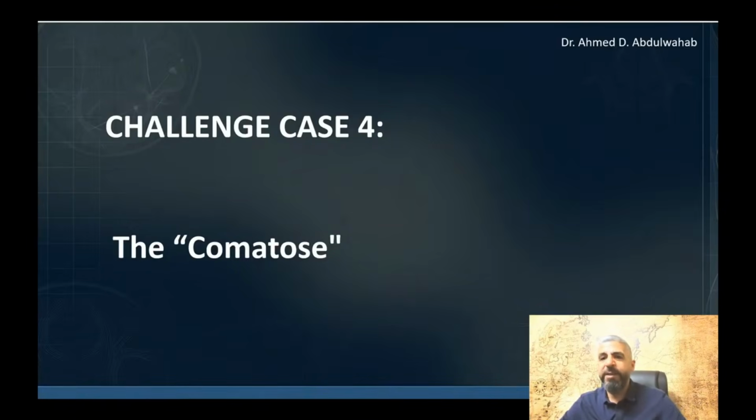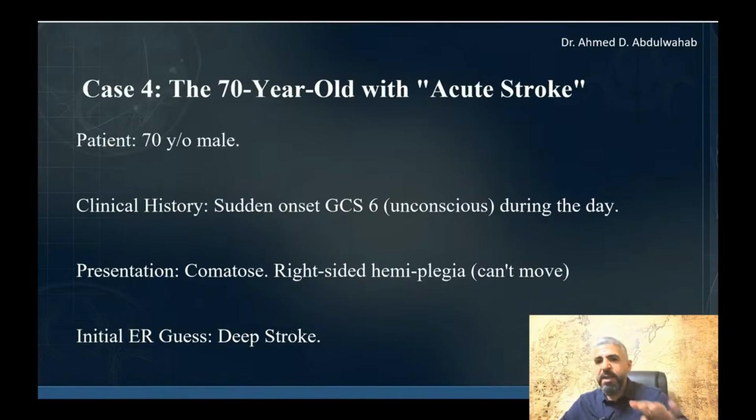This is the comatose case. A sudden coma in a 70-year-old patient during the day. The ER thinks stroke. We are called in for an urgent deep scan. But this comatose presentation is much deeper than a standard arterial clot. Before we look at the first clue, let's review the history. A 70-year-old male patient presented with sudden onset of Glasgow Coma Scale of 6, unconscious during the day, comatose with right-sided hemiplegia, and he cannot move. Initially our guess is stroke.